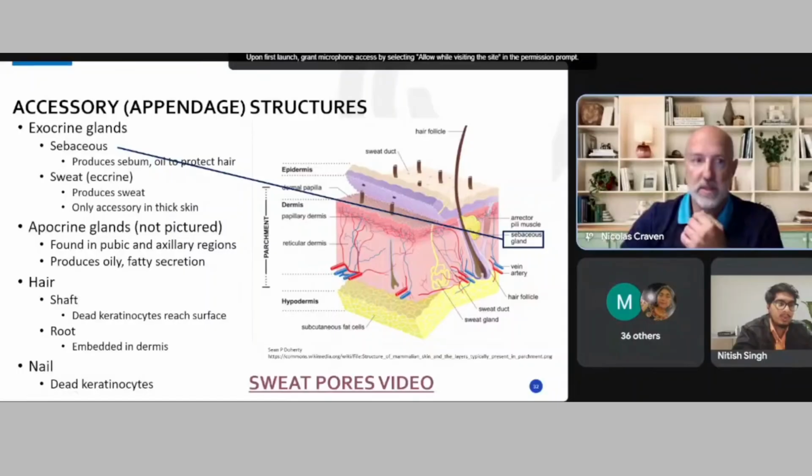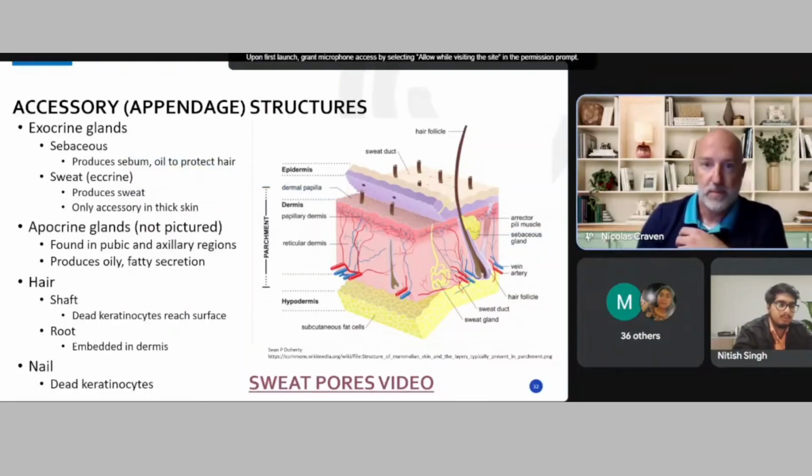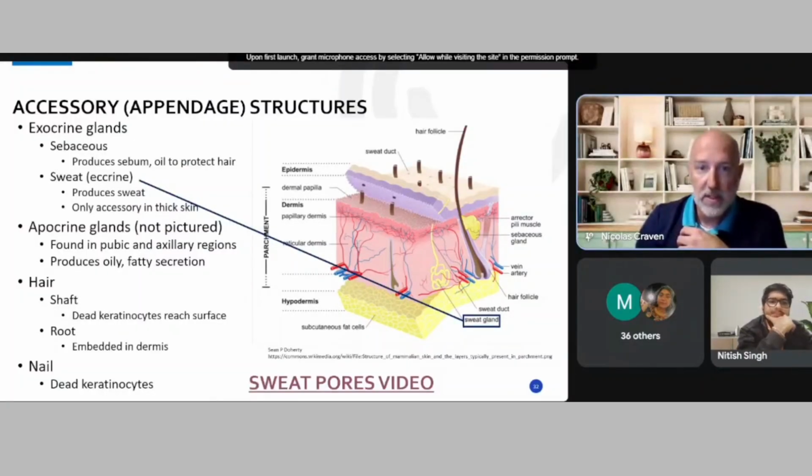And then here's the sebaceous gland. The sebaceous gland is over here. It's this yellow area right here that is a sebaceous gland. You can see it attaches to the hair follicle. And then sweat glands are down here. So the sweat gland is this structure right here that has all these tubes that run all the way up into the pore that then reaches the surface of the skin, whether it's for thin skin or thick skin.